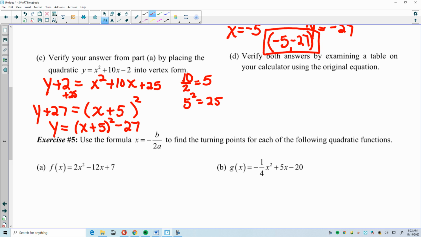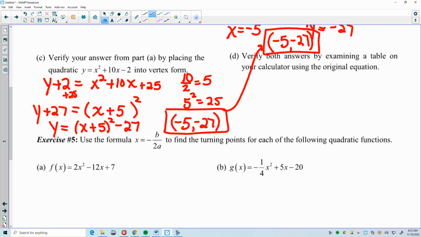So now if we were to take a look at this, we could see, like we did before, we said we'd switch the sign, keep the sign for our vertex, for our turning point. So our vertex would be the coordinate negative 5, negative 27. Switch the sign, keep the sign. Here's our vertex, and notice what we found back up here.